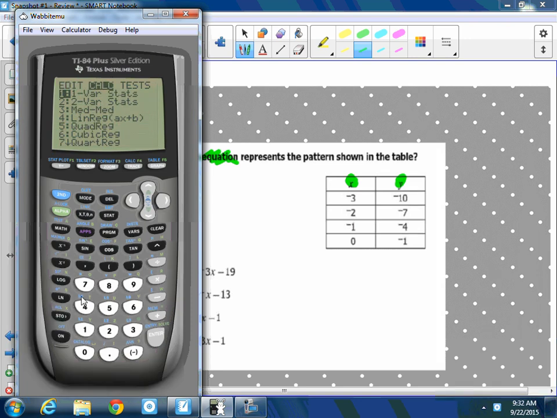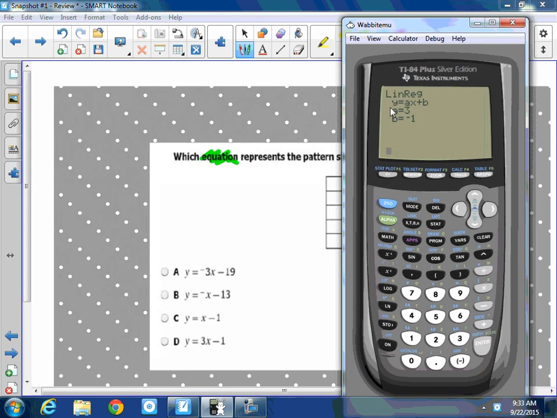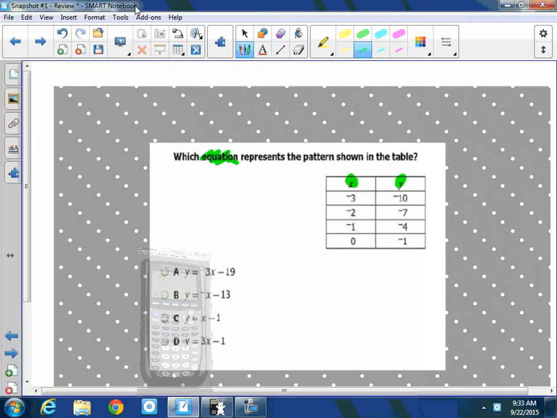Go back to stat, but now we're calculating the linear regression. So it's going to be number 4. You guys have to go all the way to calculate, correct? Because yours is on your calculator. So let's see. The value of the slope would be 3, and the y-intercept would be -3. Having trouble again, darn it. So the correct answer would be letter D.